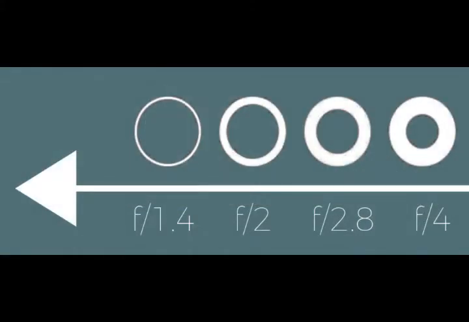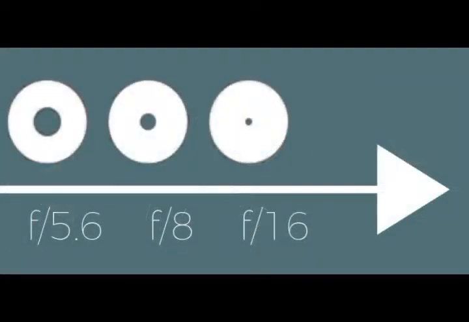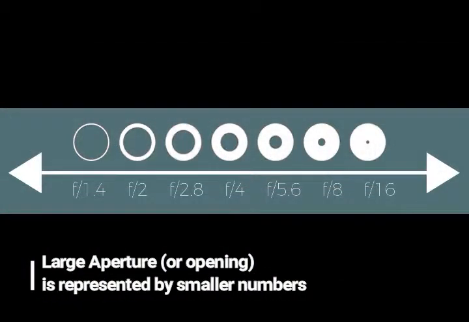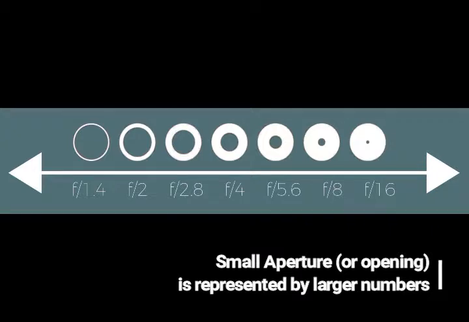A large aperture is represented by a lower number on your lens. It might be 1.8, 2.4, or 4.0. These are large apertures because your lens is more open when you have it set to these numbers. A small aperture is represented by a higher number on your lens. It may be 8, 12, or 16. These are small apertures because your lens is less open when you have it set at these points. Did you catch that? Large aperture is smaller numbers and small aperture is larger numbers.